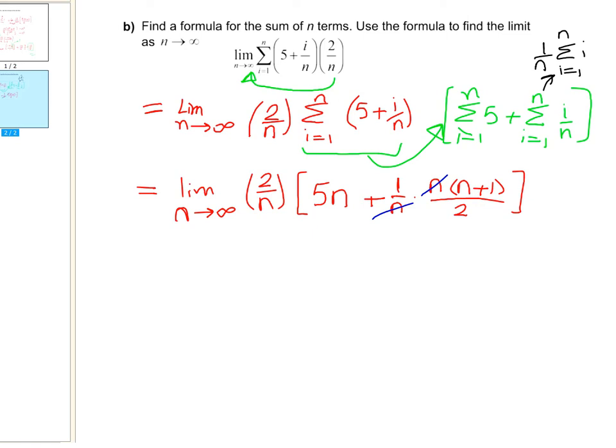Now, let's rewrite it once more. It will be limit as n approaches infinity of 2 over n times 5n plus 1 times n plus 1, which is n plus 1, and down we have only 2.